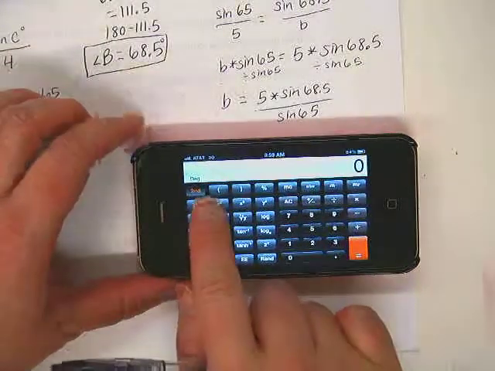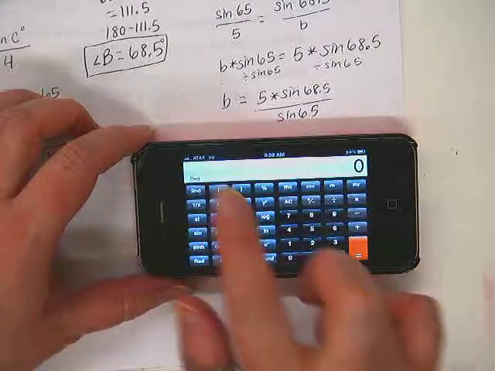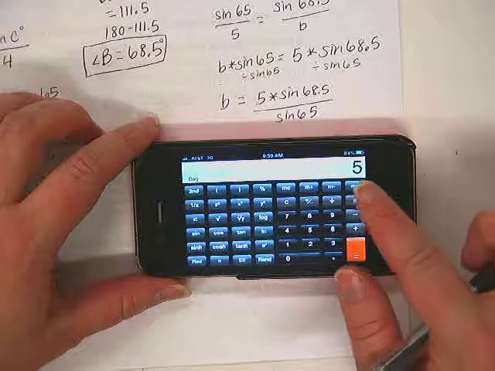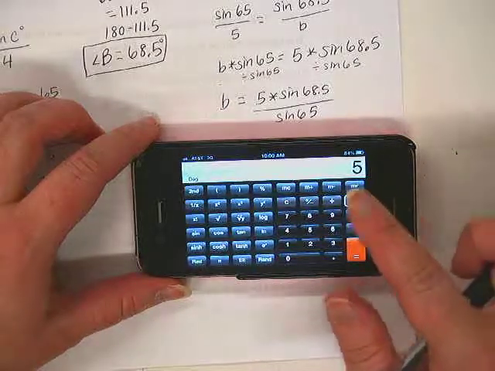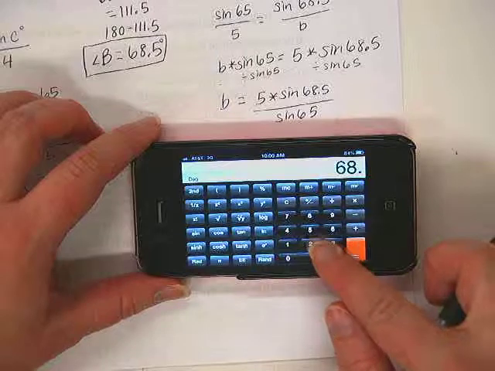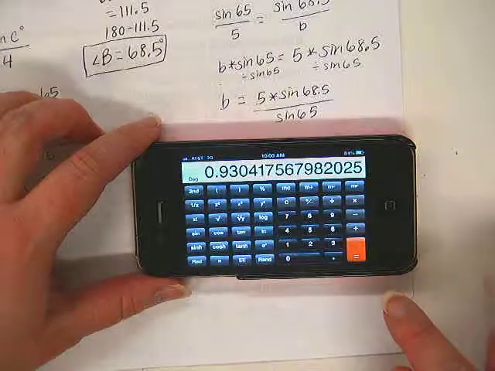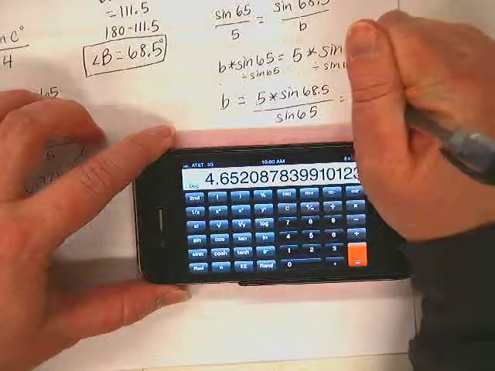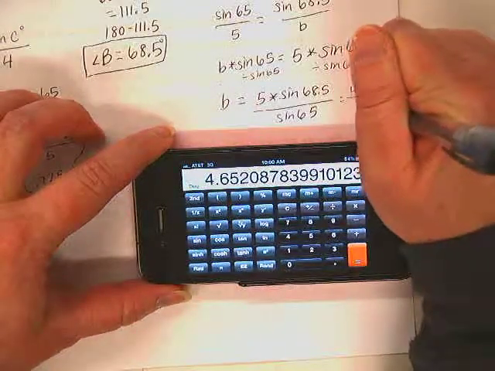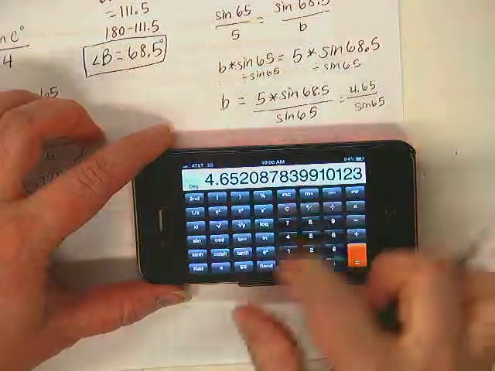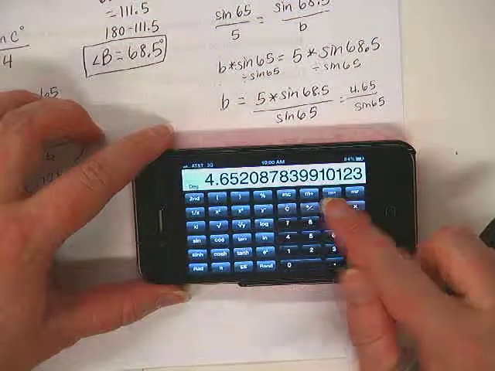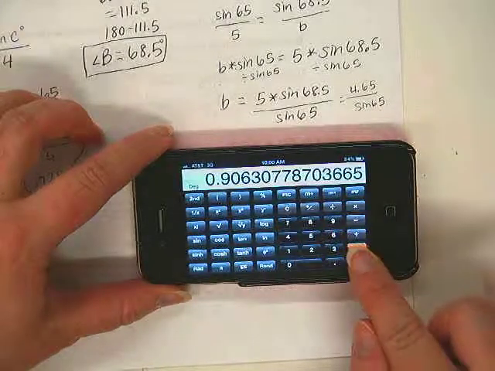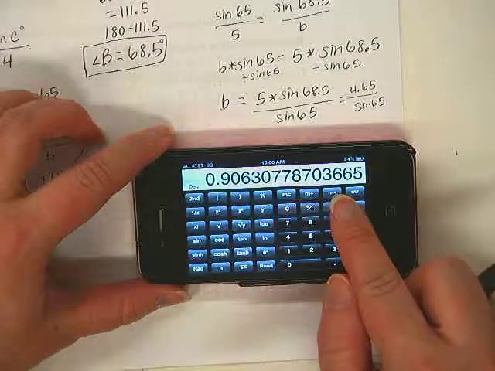So we've practiced this already today. Let's just do it again. Different numbers, but same process. So one more time in our calculator. Clear everything out. I'm going to make sure you change the second. Look at my second key is still orange. I need to push that so that it's not orange anymore. So then I type in 5 times 68.5 sine and then equals. And that's the top of the fraction. So 4.65 divided by the sine of 65.